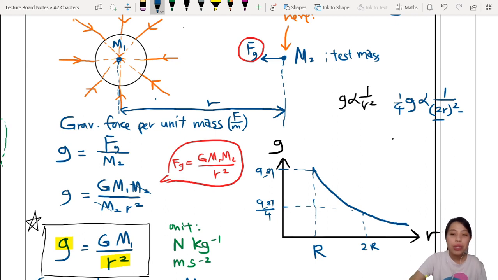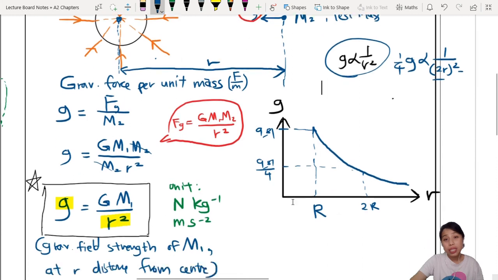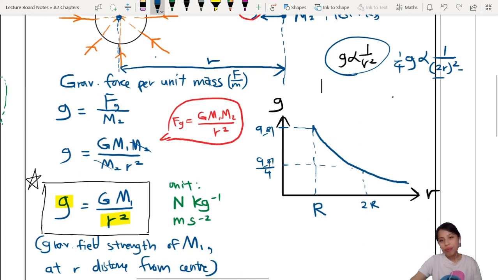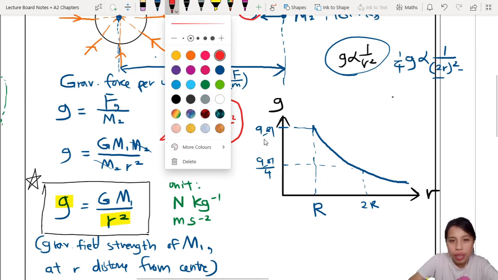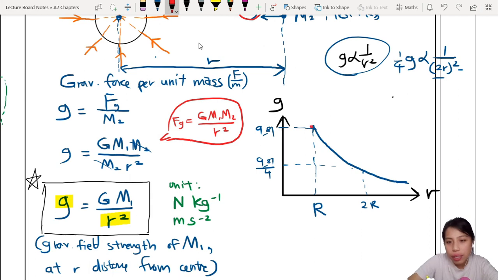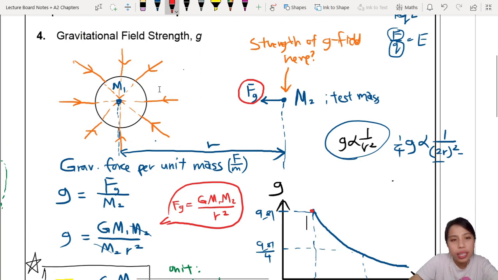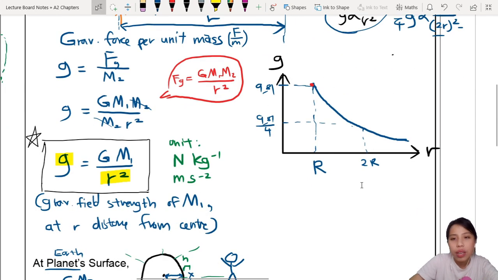So that is how the graph will look because of this relationship. The further you go, the weaker the field, but with this inverse square relationship. Now, I have one final question for you to think about, but I won't reveal the answer until the next one. This is at the Earth's surface already. What happens if you go inside the Earth? You dig a tunnel, go inside. What do you think the graph will look like before this point? Will it be a flat line, 9.81 all the way to the center of the Earth?